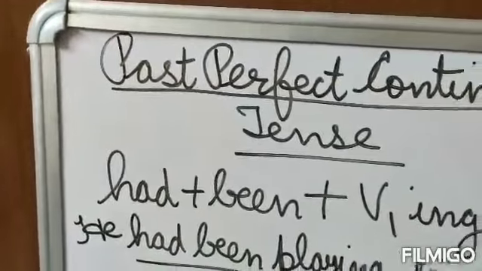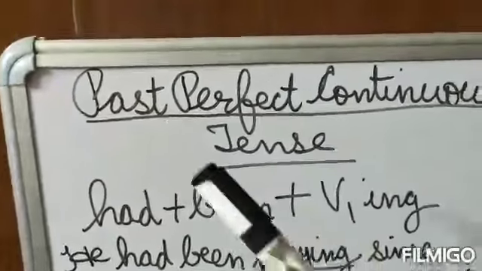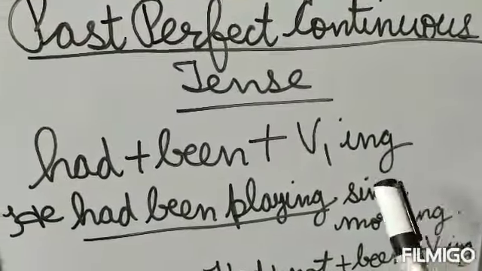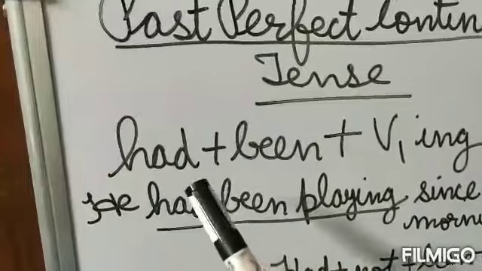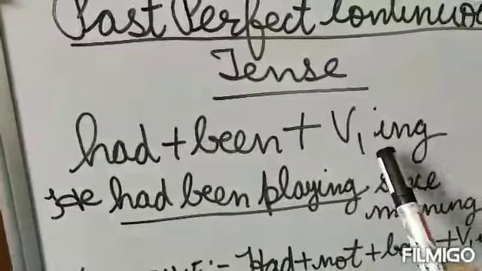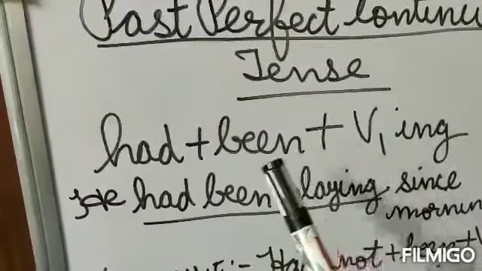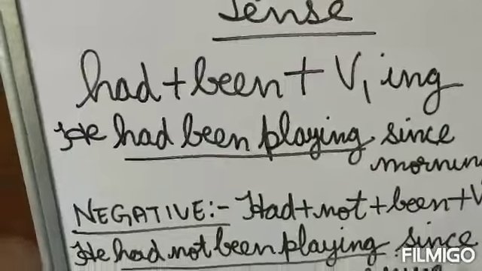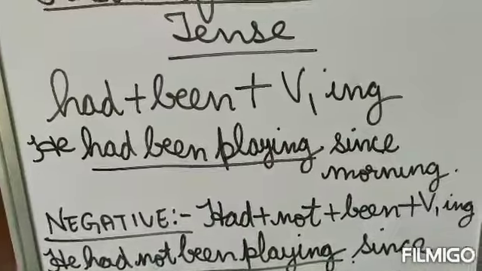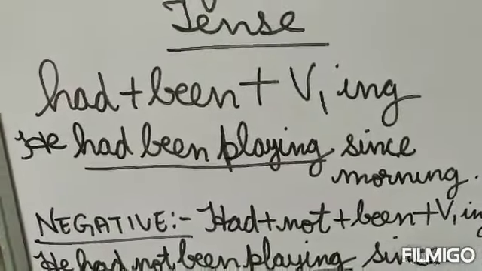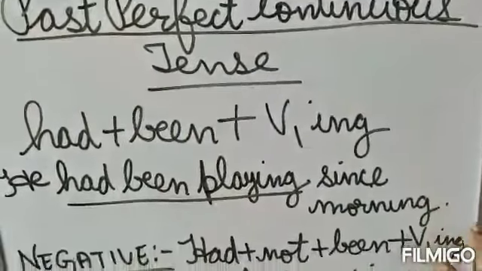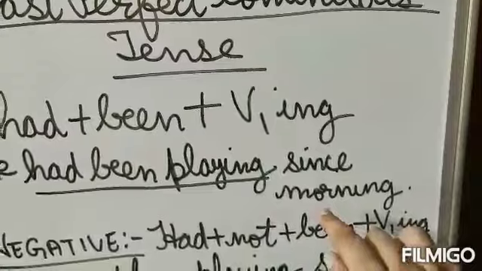The last form of past tenses, that is past perfect continuous tense. As you all know, in continuous tenses, ing would be added with the first form of the verb, and we'll add been in between the helping verb had and the main verb with ing form. Had been plus verb of ing form. He had been playing since morning. All of you always remember one thing, that whenever we write such sentences in perfect continuous forms, we always have to give the time period.